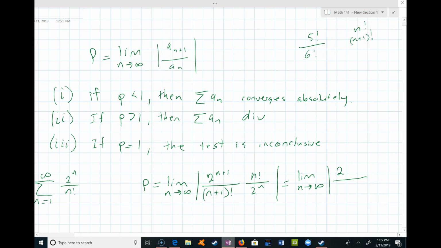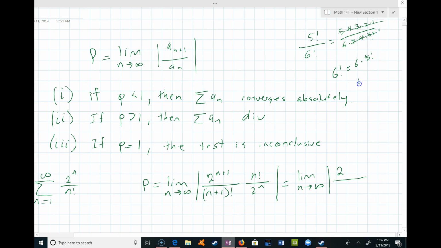But we're talking factorial, right? And if you remember, 5 factorial means 5 times 4 times 3 times 2 times 1. 6 factorial means 6 times 5 times 4 times 3 times 2 times 1. So we could say that 6 factorial is equal to 6 times 5 factorial, couldn't we? Notice the 5 factorials cancel out. So the same is true.